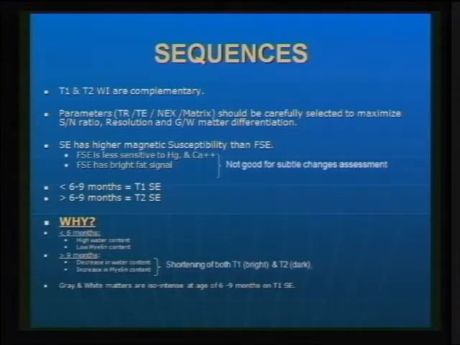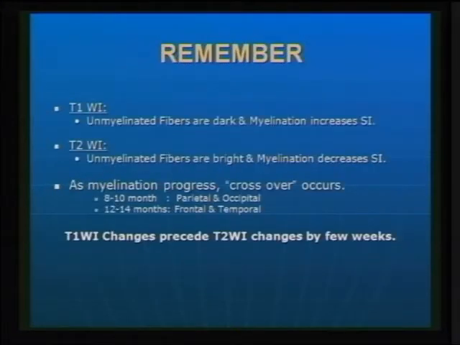Remember that, and I will tell you why in a minute, in the first 6 to 9 months of life, T1 is better for evaluation of white and gray matter differentiation than T2, while in the second half of the year, between 6 to 12 months, it's the opposite. So by evaluating T1 and T2 consecutively together and looking at previous images, you're most likely going to be able to identify whether this brain is normal or abnormal, and identify where the abnormality is, if it is there.